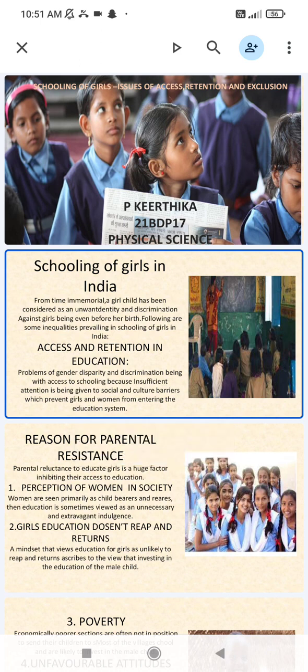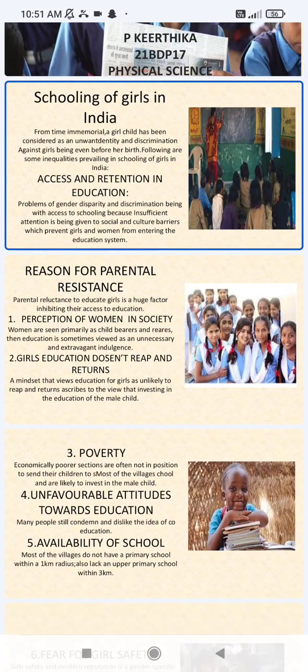Problems of gender disparity and discrimination begin with access to schooling, because insufficient attention is given to social and cultural barriers which prevent girls and women from entering education. Reasons for parental resistance: perception of women in society. Women are seen primarily as child bearers and rearers, so education is sometimes viewed as an unnecessary and extravagant indulgence. Girls' education doesn't reap returns.